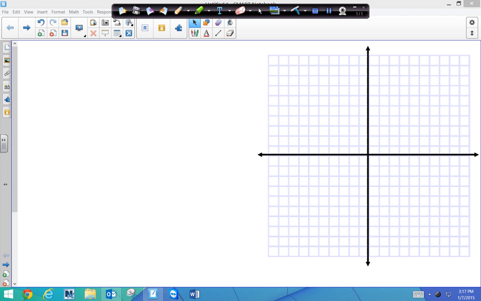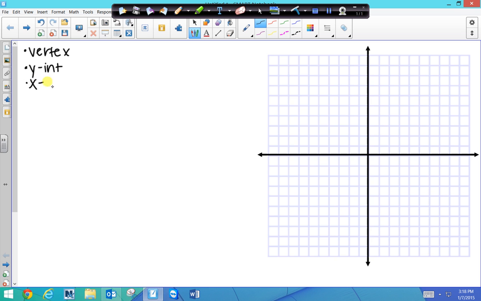So if you want to graph a quadratic inequality, there's just a couple of things that you need. The first thing would be the vertex, and then the second thing would be either the y-intercept and the x-intercept, or you could use the key points. And the key points are going to be (0, 0), (1, 1), (2, 4), and (3, 9), just like they were when we were talking about graphing quadratics, not inequalities.